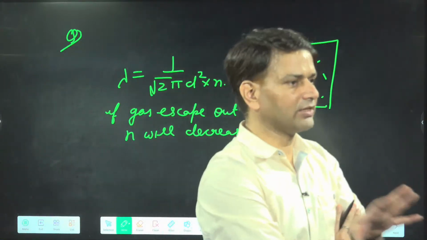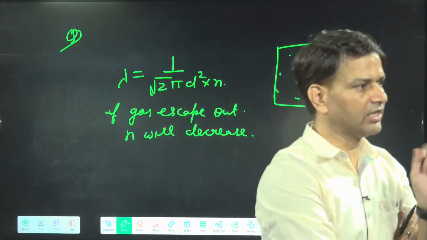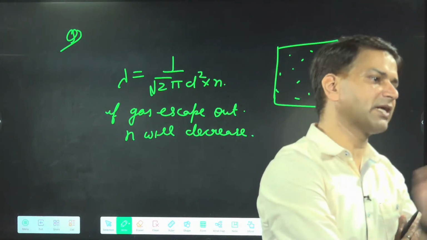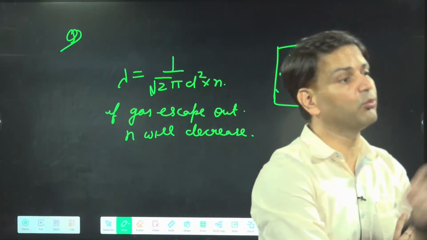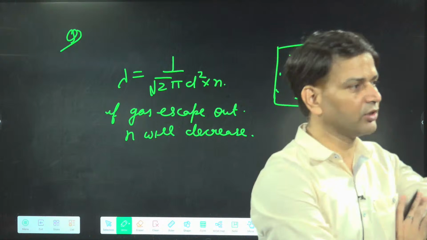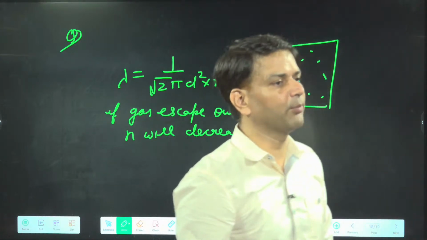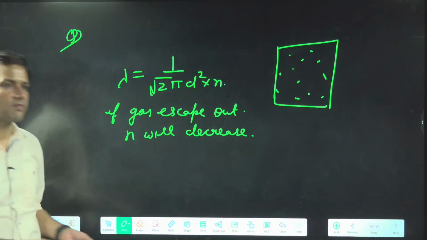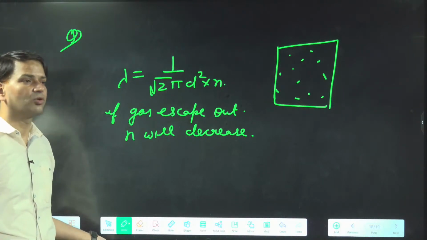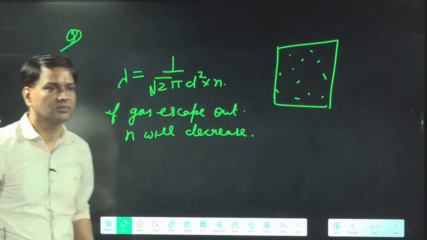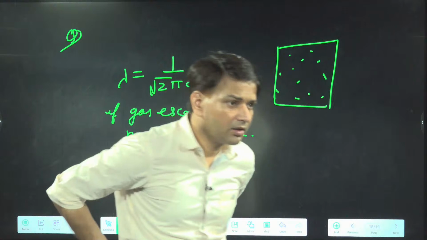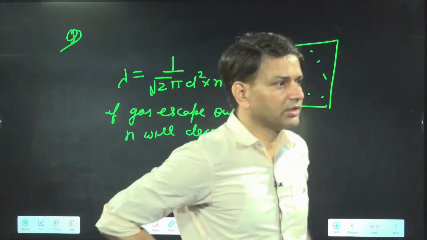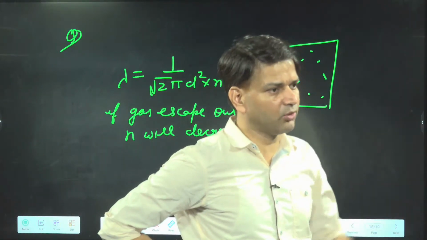So for this type of conceptual question, try to relate with the small n. If you are unable to, and if both pressure and temperature values have been given, then we can use the formula k_B into T upon root 2 pi d square into P. That question I will discuss in our next class. So for conceptual questions, try to relate directly with the small n.